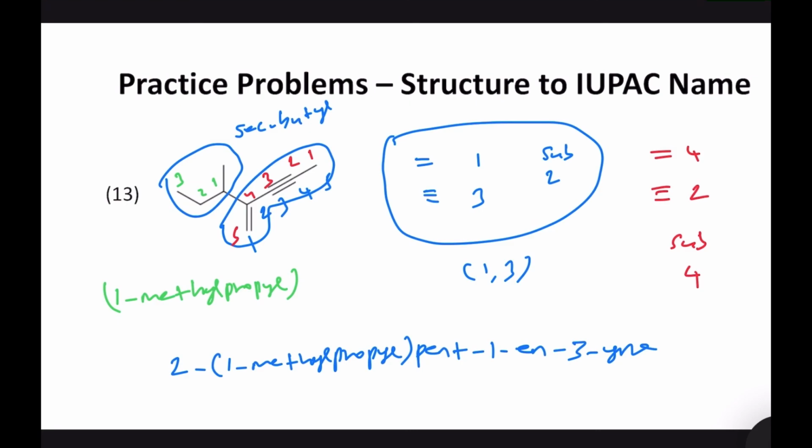If you'd like to use the common name secondary butyl for the complex substituent, in that case the IUPAC name will be 2-sec-butyl and then the rest whatever is there that you just need to mention. That would be the correct IUPAC name if you just mention the common name for the complex substituent.